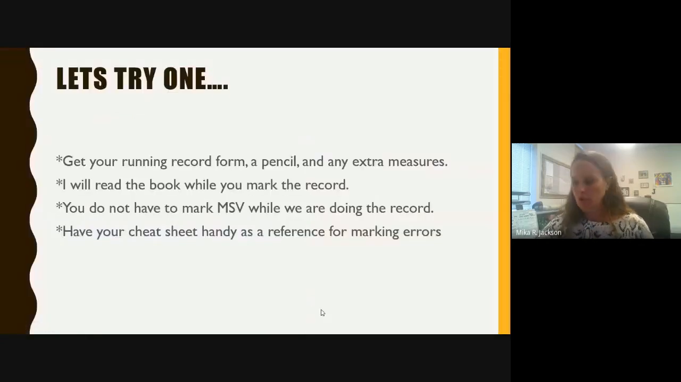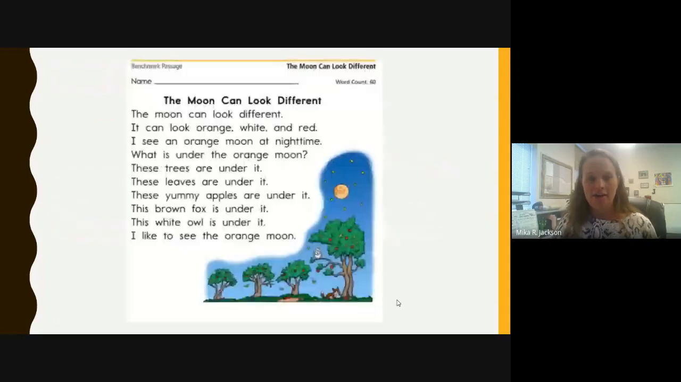All right, so get your running records, a pencil, and we're going to do one, and I'm going to be the reader. You're going to need to have the book on hand. I've got a little passage. You'll see it in a second. You do not have to mark MSV. I haven't taught it yet because I don't want to mess with it yet, so don't worry about that. And have your cheat sheet handy for any references.